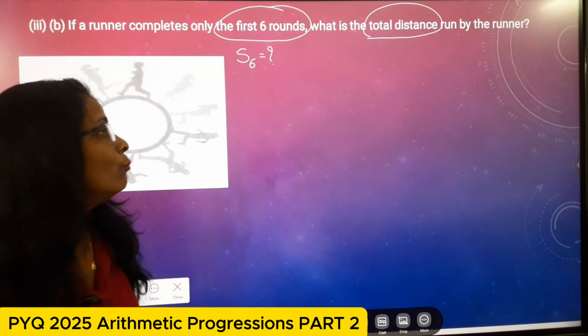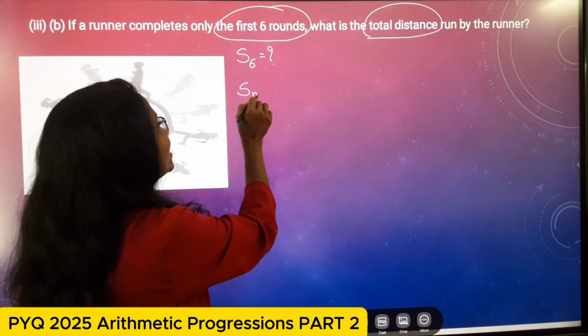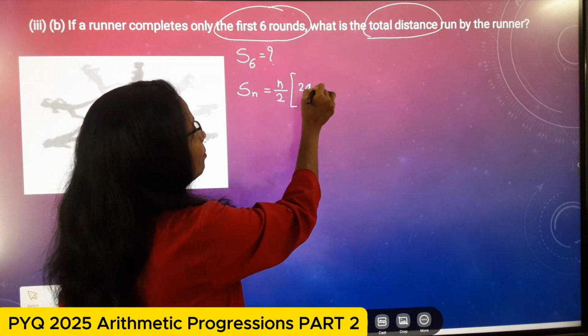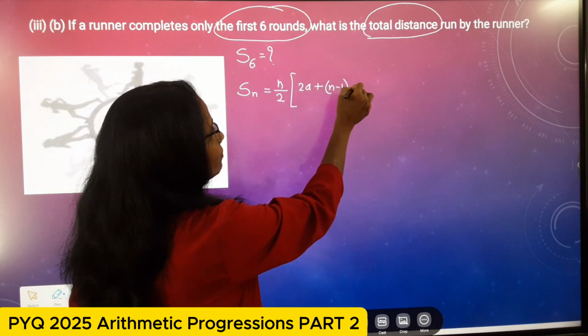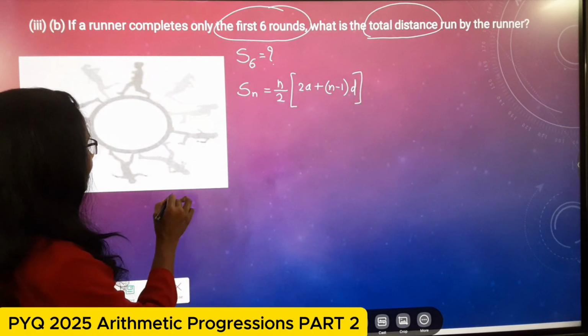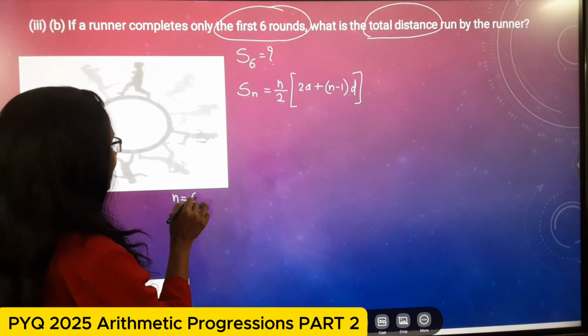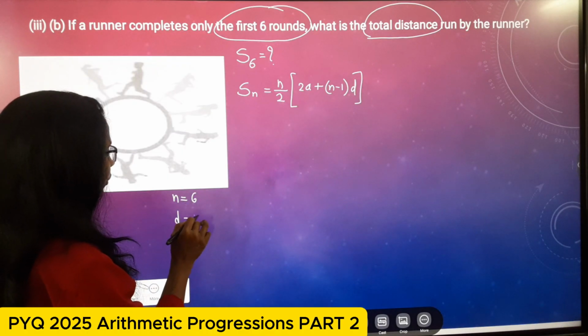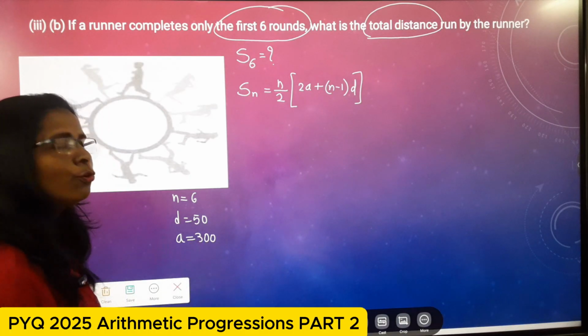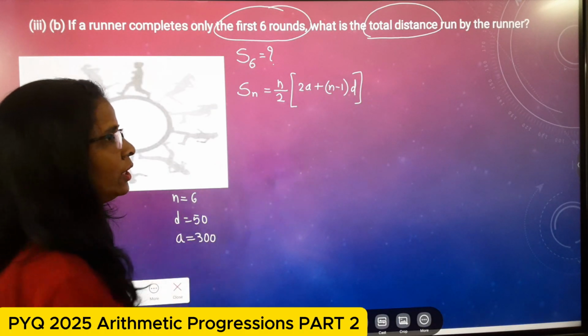For that we have to write the first formula: Sn is equal to n upon 2 in the bracket 2a plus n minus 1 d. Now here n is equal to 6, d is equal to 50, and a is equal to 300. So substitute these values in this formula.